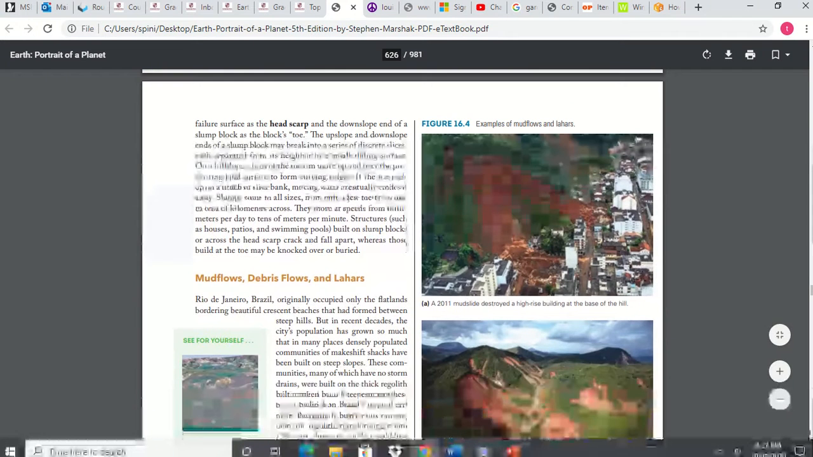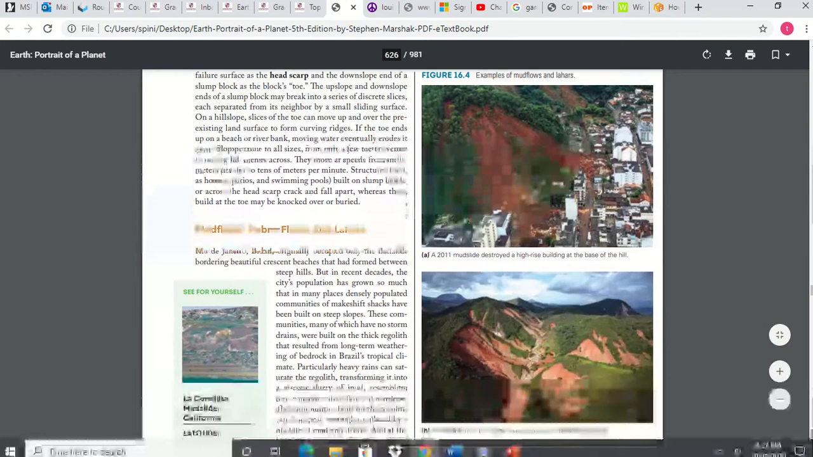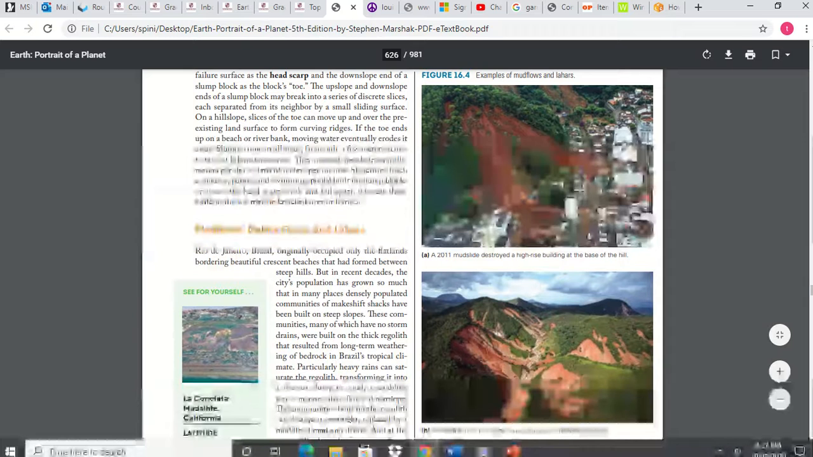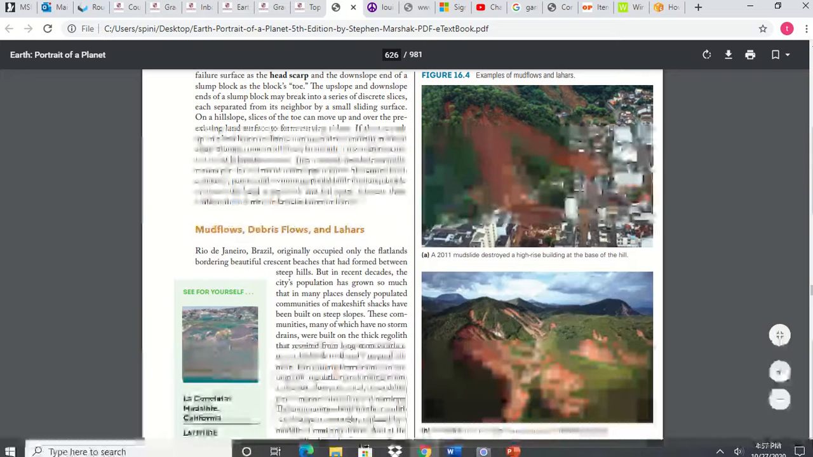Here's a good example of some of these, where we have what we call mud flows, debris flows, and lahars. They're all associated with water, where there's been a lot of rain or something's happened and the ground gets saturated with water. Once the ground is saturated, like I said, any weak areas tend to break loose, and then of course the weight of the rock on top of the weight of all that water can create a pretty devastating fall.